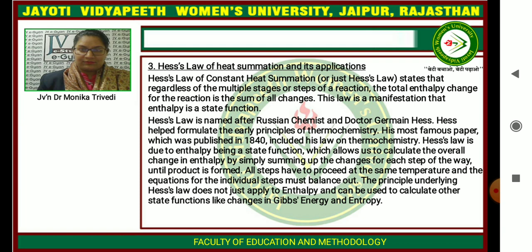When multiple stages or steps occur when the reactant converts into the product, the total enthalpy change for the reaction is the sum of all the changes. Hess's law was given by the Russian chemist Dr. Germain Hess. He earlier published his paper on thermochemistry, and according to Hess's law, we can calculate the overall change in enthalpy by simply summing the changes of the steps or ways in which the reactant converts into the product.